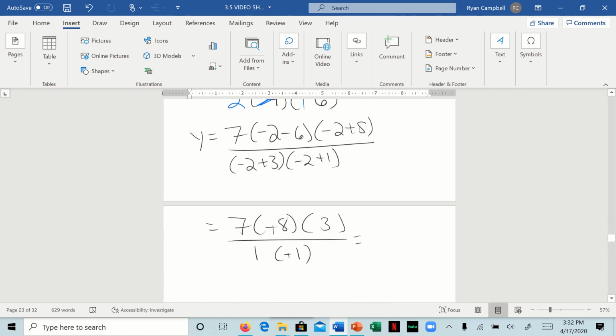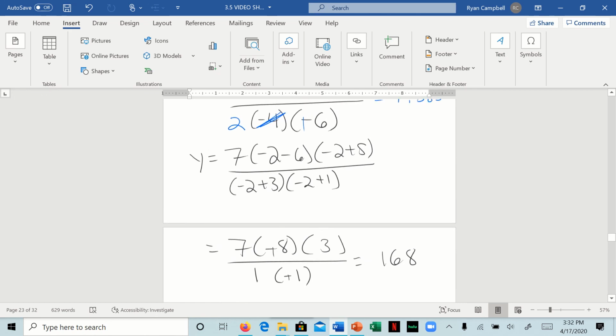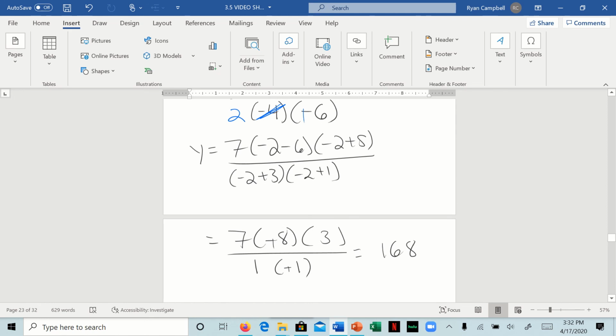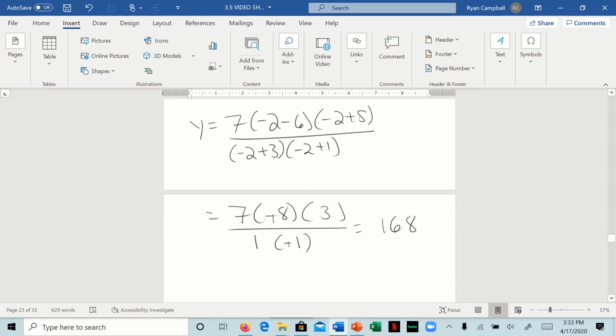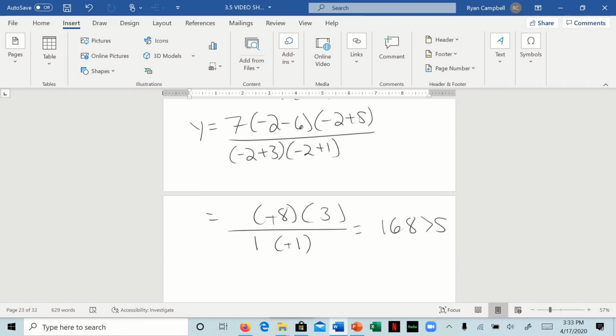Yeah. So we multiply that out, $168. Did I do that right? Just double checking. Negative 2, negative 8, yep. Okay. Regardless, definitely over 5, right? Oh, it's not a 7. This is a 5. Oh, my bad. That's why I was getting something weird. Oh, no.